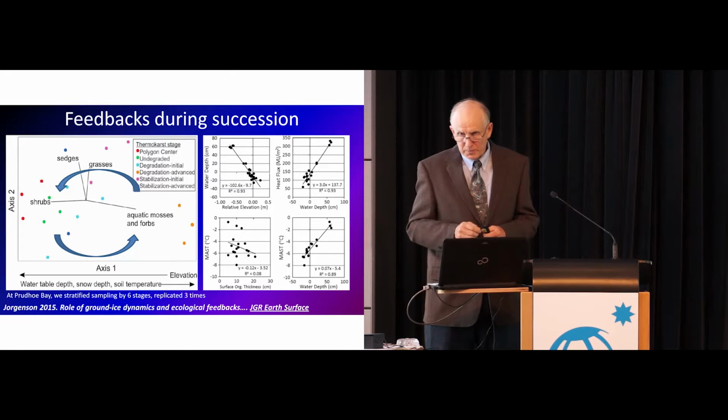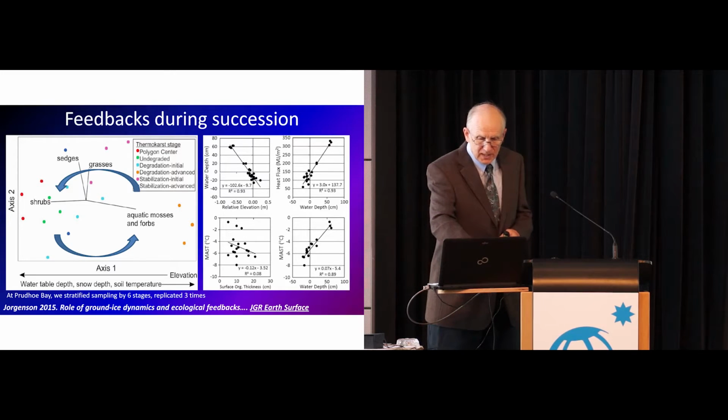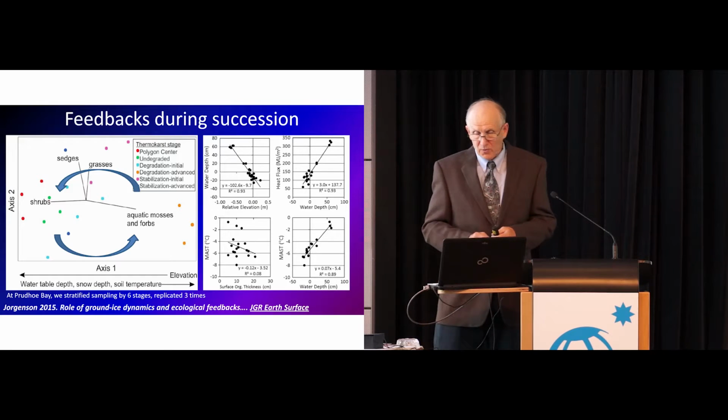and aquatic forbs during the advanced degradation stage that are submerged at the bottom, at the floor of the pits. And then with continued stabilization, it gains the sedges, aquatic grasses, Dupontia, and starts going back towards original conditions.